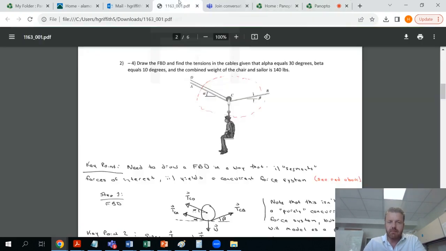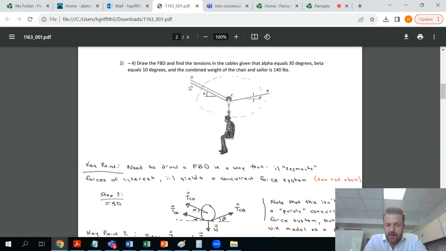So in this video, we're going to look at problems 2 through 4 of the practice exam. We have an individual riding on a seat. We're given the weight of him along with the chair itself, and we're asked to find the tension in the various cables that support this individual.